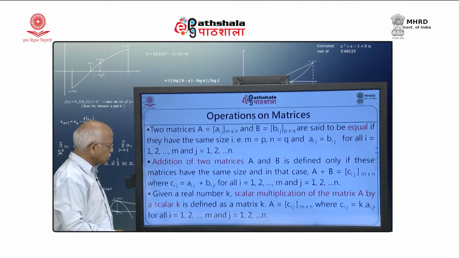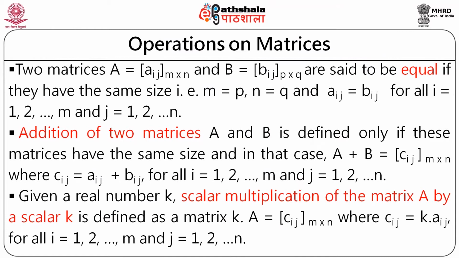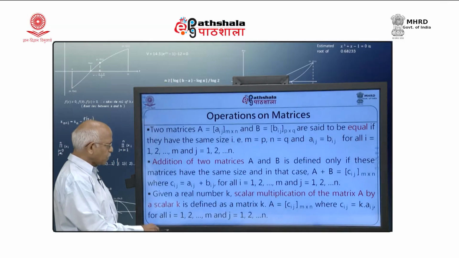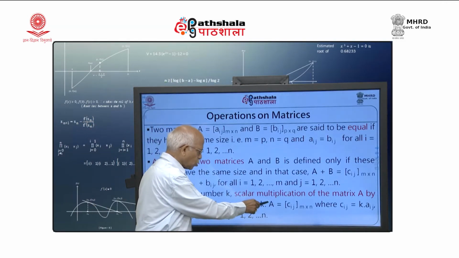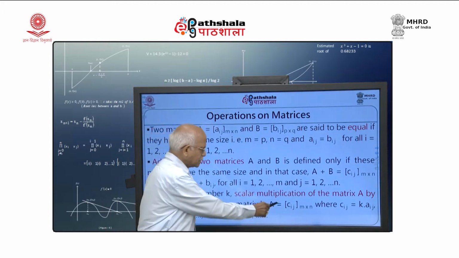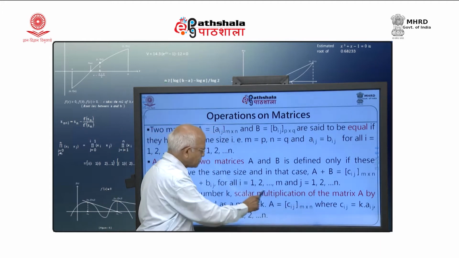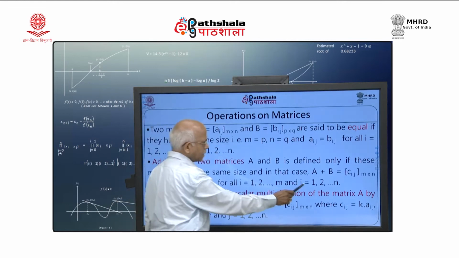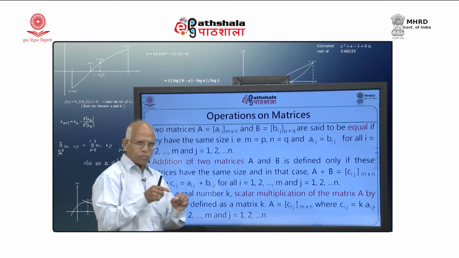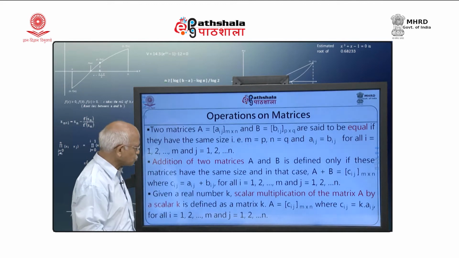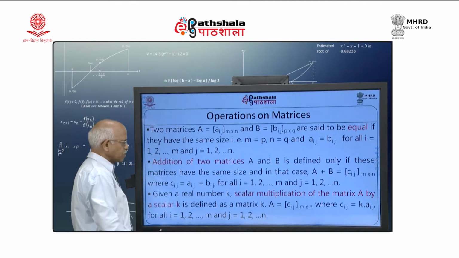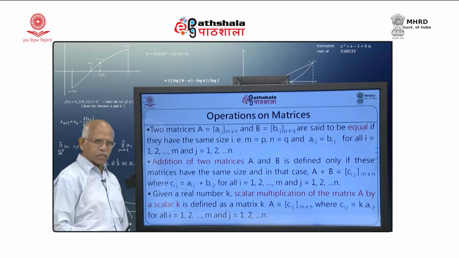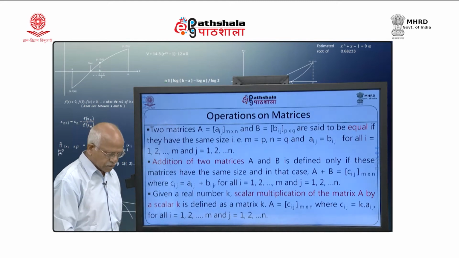Then we talk about scalar multiplication. Given a real number k, suppose we have just a constant k, the scalar multiplication of the matrix A by scalar k is defined as a matrix k dot A, given by say Cij, m cross n, where Cij will be given in terms of Aij and k. So, each element of the matrix will be multiplied by k, that is your scalar multiplication. So, both these operations, addition and scalar multiplication, are element by element.